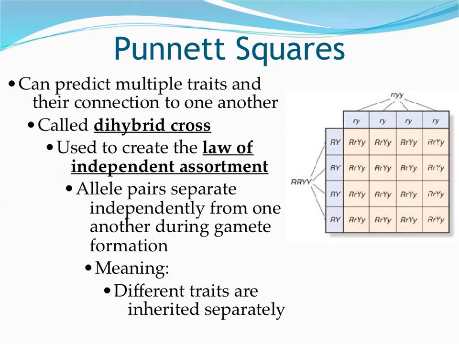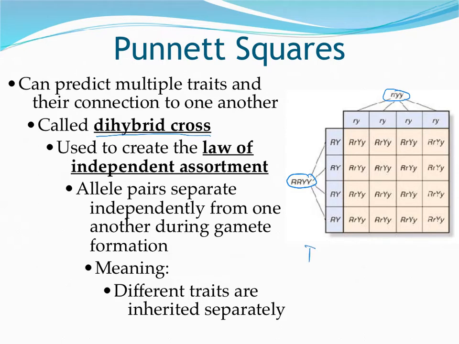Punnett squares can be used to predict more than one trait and how they're connected to one another as well. All the ones we've done so far, we're dealing with just one trait, but this one demonstrates a dihybrid cross. Dihybrid cross meaning there are 2 traits that have 2 different versions of the trait. Okay, so here we have homozygous recessive for both the seed color and the seed shape, and this is homozygous dominant for both the seed color and the seed shape.